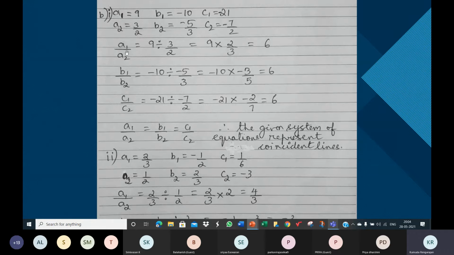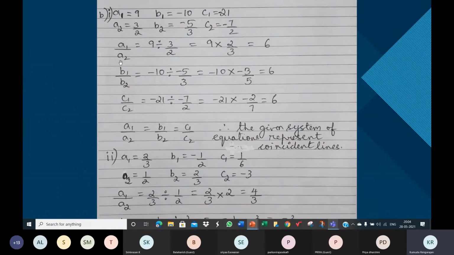See, this presentation is important. Don't be happy just because you were able to comment. No, every part of the working is important. You should first identify the coefficients like this: A1, B1, C1, A2, B2, C2. After that, you should find the ratio separately.